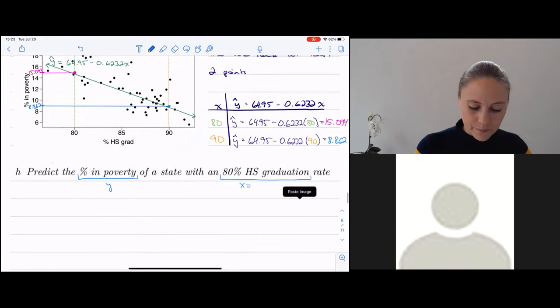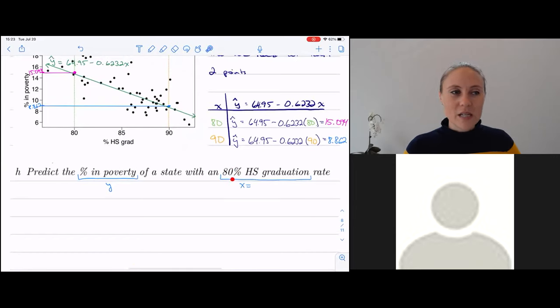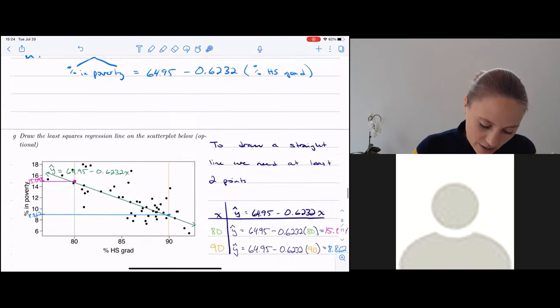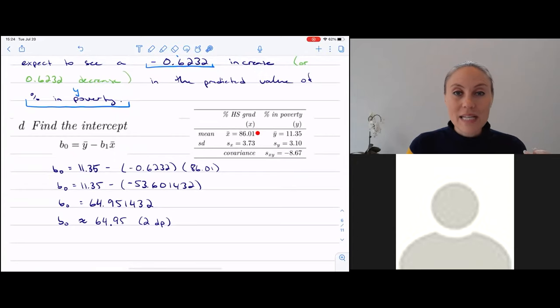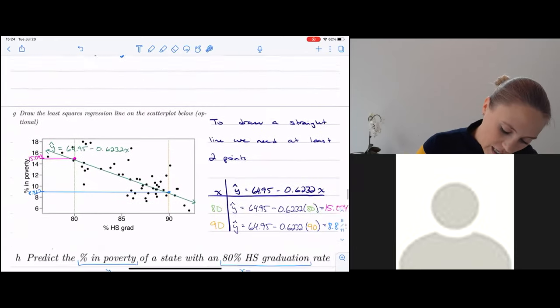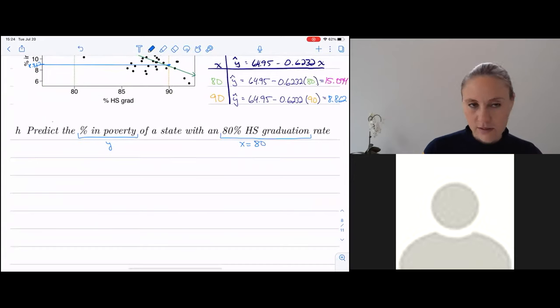So x is going to be, this is tricky. Right here, it says 80%, and because we're good math students, we know we do math with decimals. But notice that the scale here is in percentages. So you want to match whatever the scale is on your graph and whatever scale is given in the data. Scrolling up, percentage of high school grads, 86.01 is clearly a percentage already, and same with the percentage in poverty. So we want to keep it as a percentage. You have to match whatever information is given to you in these cases. That can be tricky, but with some practice, you'll get it.